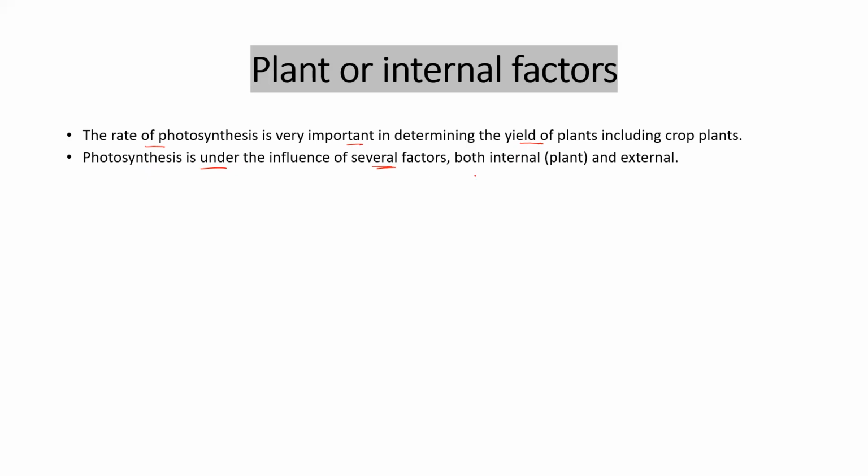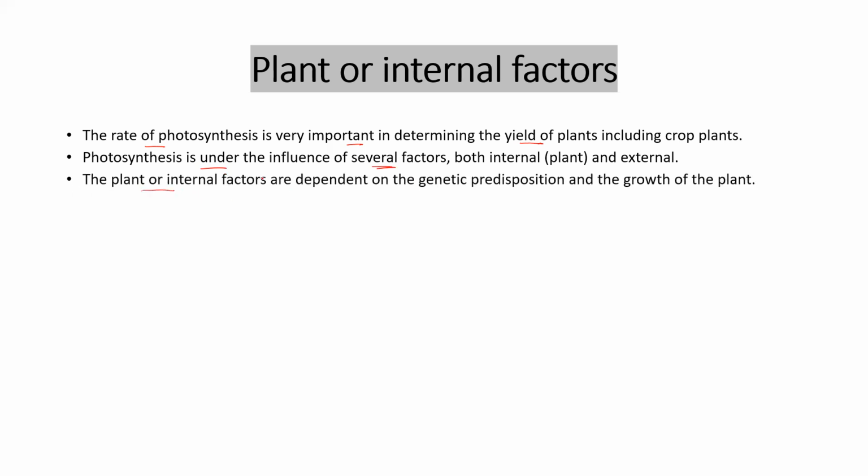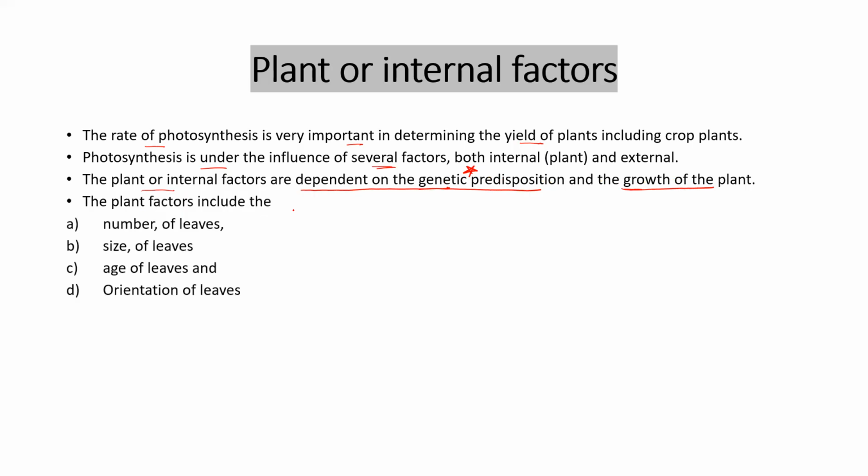Internal factors are also known as plant factors. Plant factors depend on the genetic makeup of the plant, so they are dependent on the genetic predisposition and the growth of the plant. Please note this important NCERT line: what do the plant factors include?